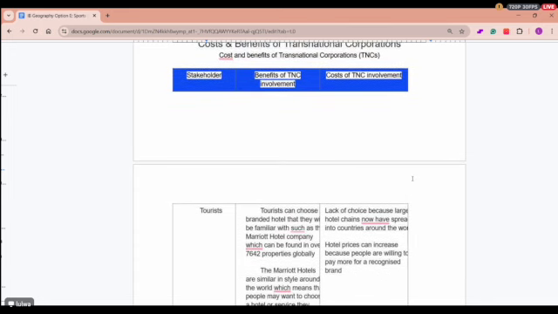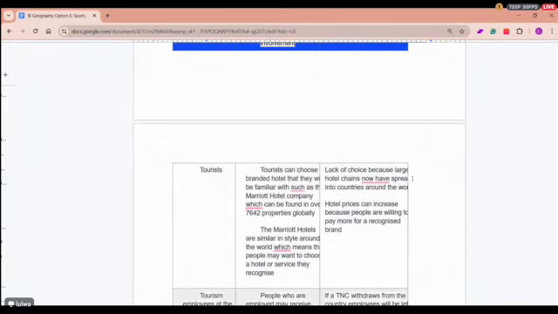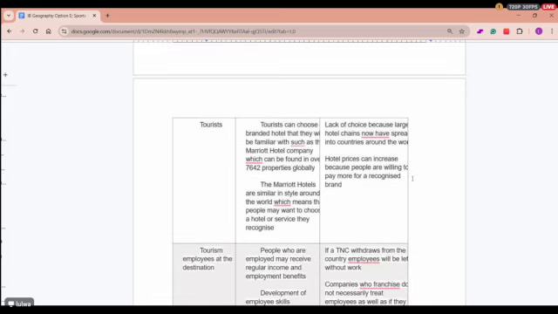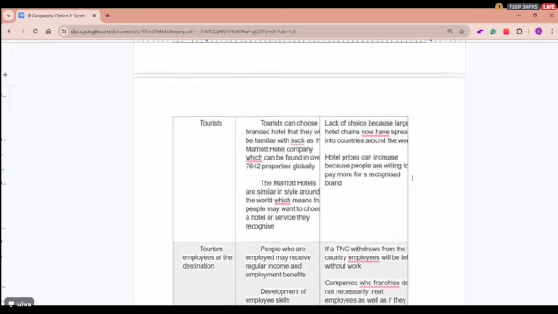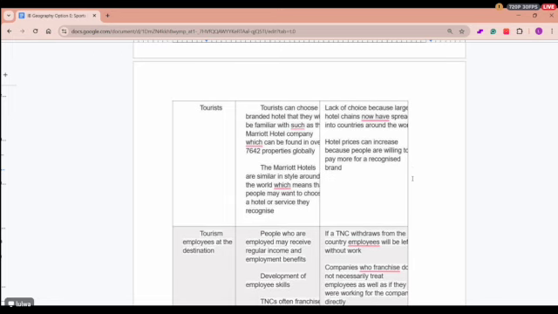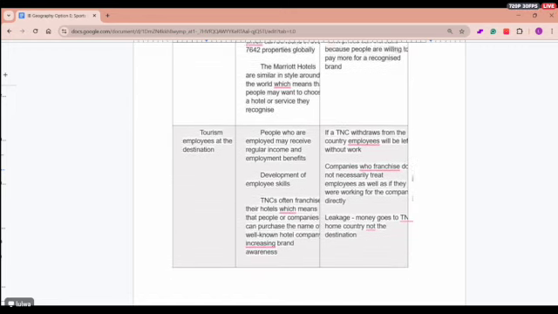Transnational corporations' involvement benefits tourists because tourists can choose branded hotels that they will be familiar with, such as the Marriott or Holiday Inn, which can be found at many places worldwide. And the Marriott hotels are similar in style around the world, which means that people may want to choose a hotel that they recognize. However, the bad thing is lack of choice because large hotel chains now have spread into countries around the world. Therefore, hotel prices can increase because people are willing to pay more for a recognized brand.